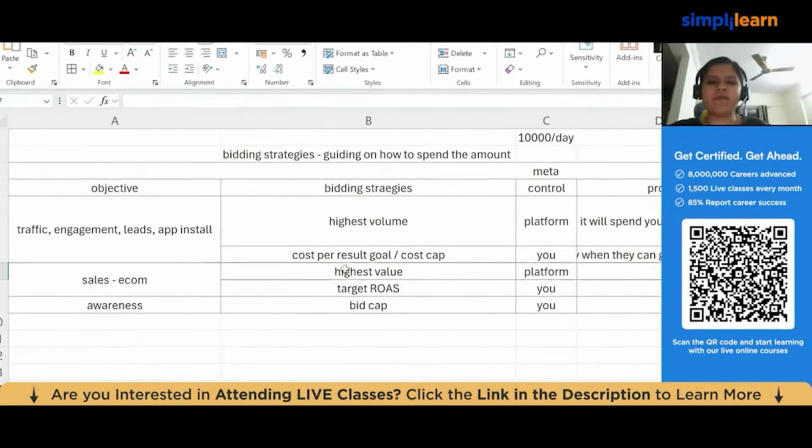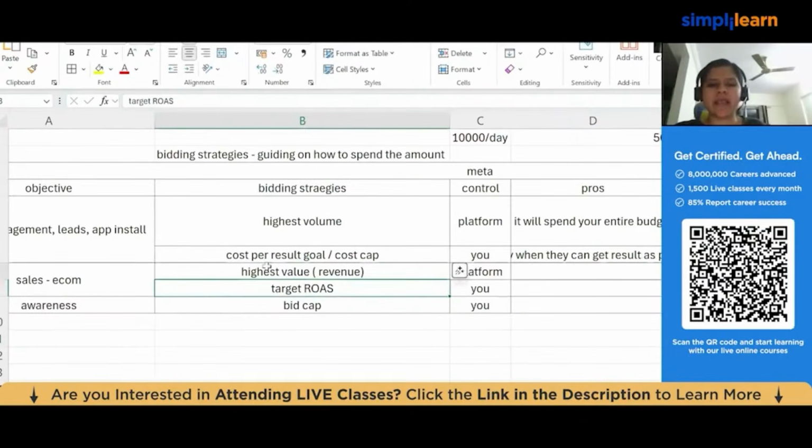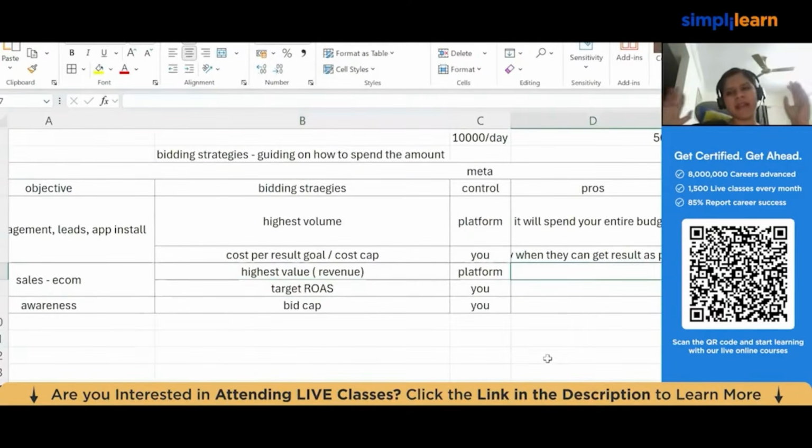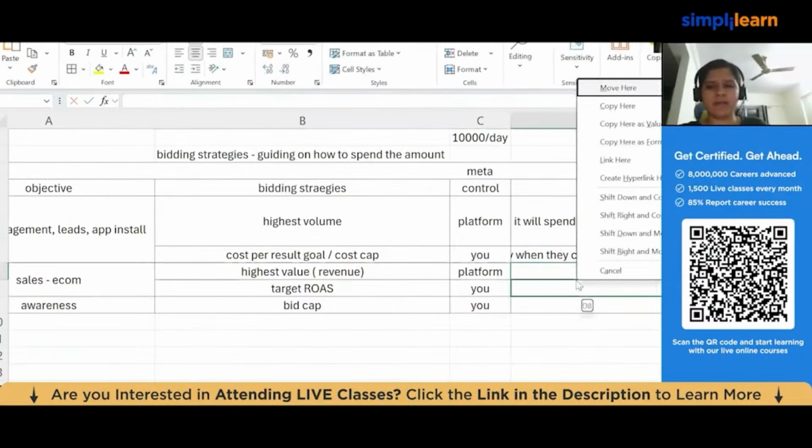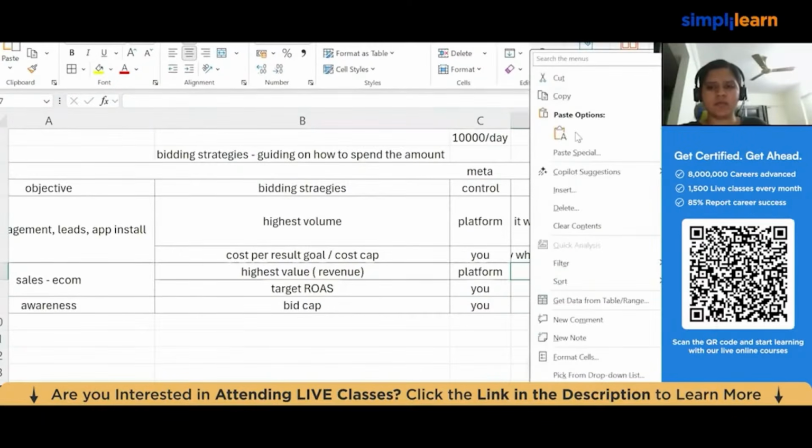So the concept is the same for highest volume and target ROAS as well. In highest value, by the way, the meaning of value is revenue over here. Okay, so when you choose your bidding strategy as highest value, you are trying to tell the platform to spend my money and get me as much revenue as possible. So again, it's the same thing in this bidding strategy. You won't have a headache of why my campaign is not spending. Okay, so no headache of that sort over here.